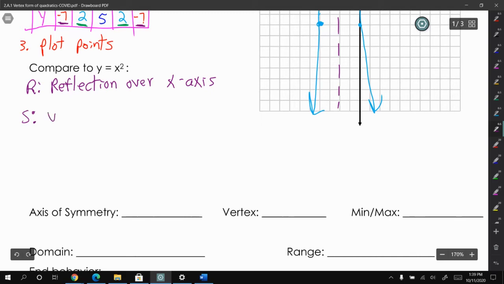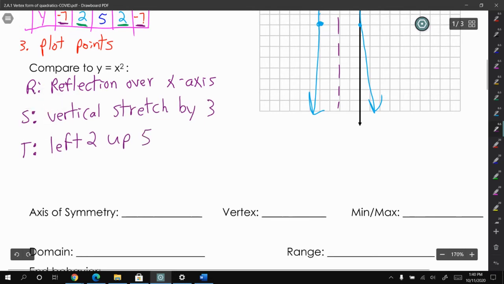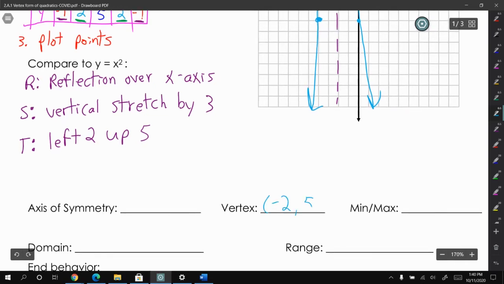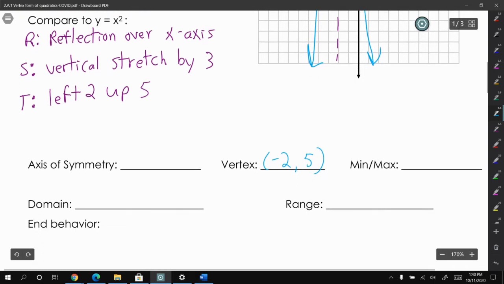There is a vertical stretch by 3. And our translation, we are left 2 and up 5. And the vertex we already wrote down up there as -2, 5. The axis of symmetry is always x equals the x-coordinate of the vertex. So these match.